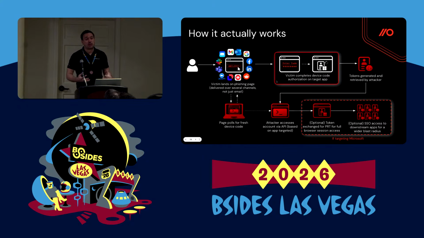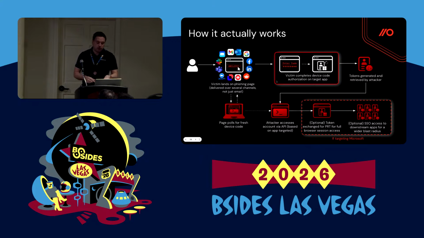But however they get there, they end up on some sort of phishing site, and the page will poll for a new code and present that to the user so that it's fresh and ready when they arrive on the page. And then if they complete the authorization for that, the attacker will gain access to OAuth tokens and a compromise of their account.